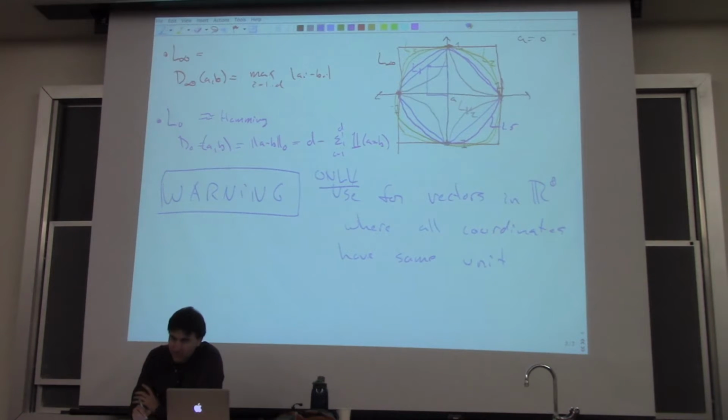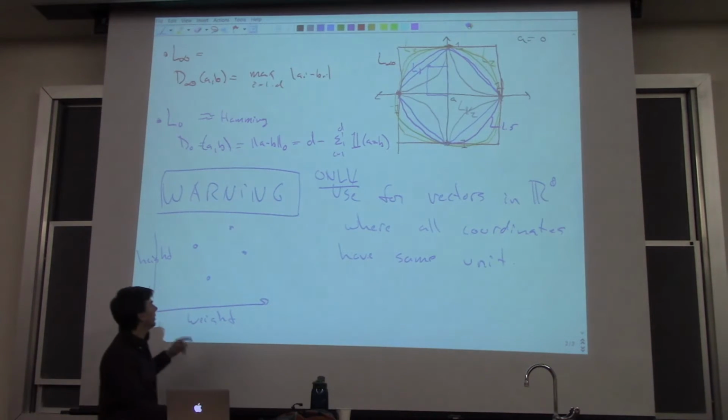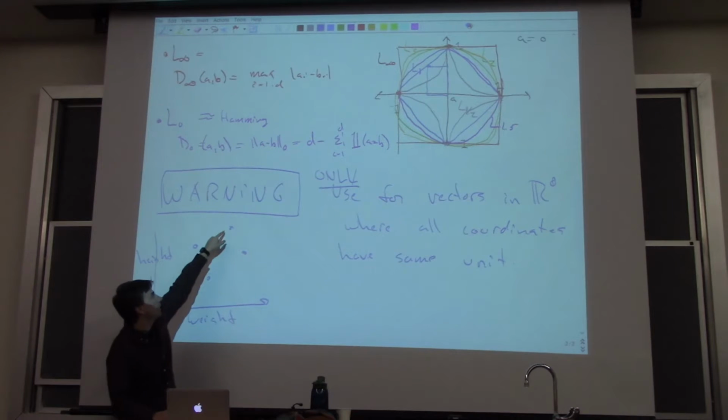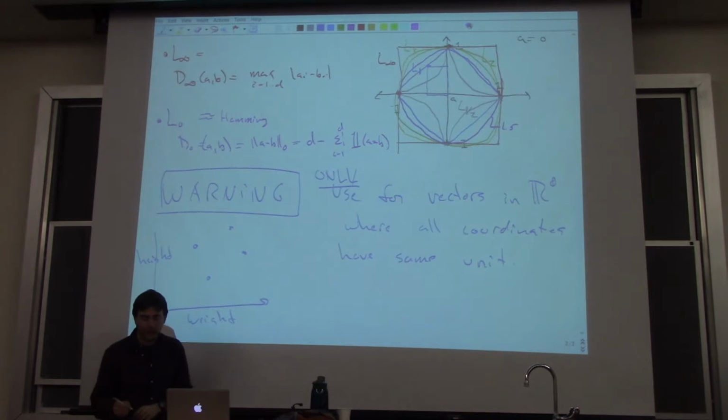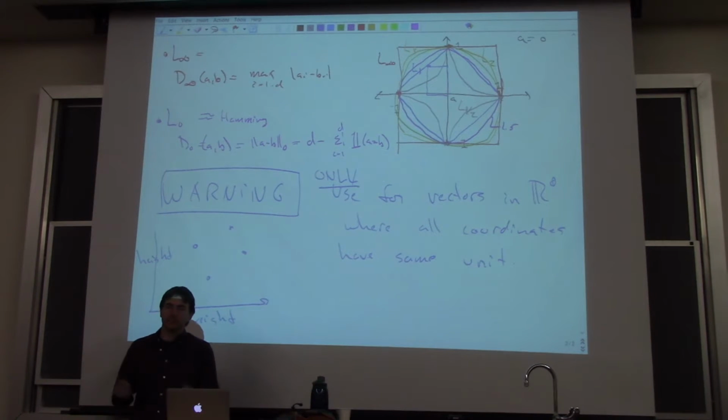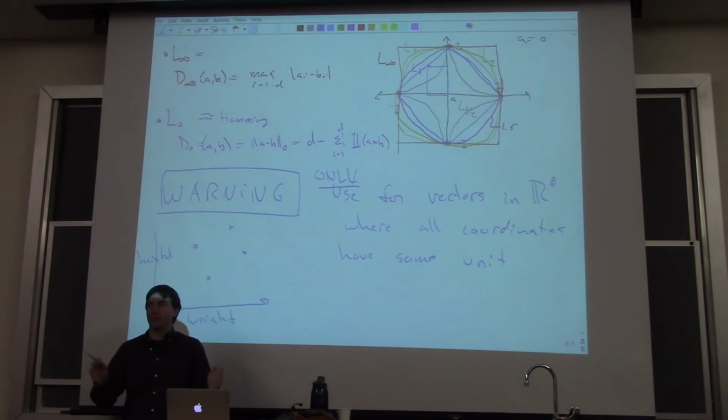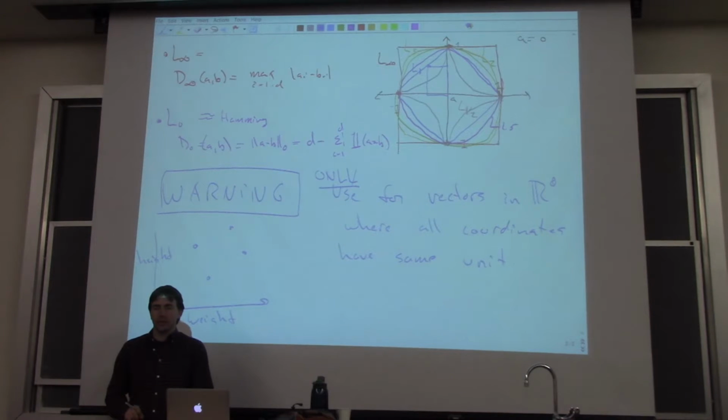So you often will think of something where I draw, say, height and weight, and then I can plot various people in this picture. I can think of the distance between someone with this weight and this height and someone with that weight and that height. Well, it's the distance between those points. What's fundamentally wrong with that? Just that they're different units? Yeah, right. So why is that a problem?